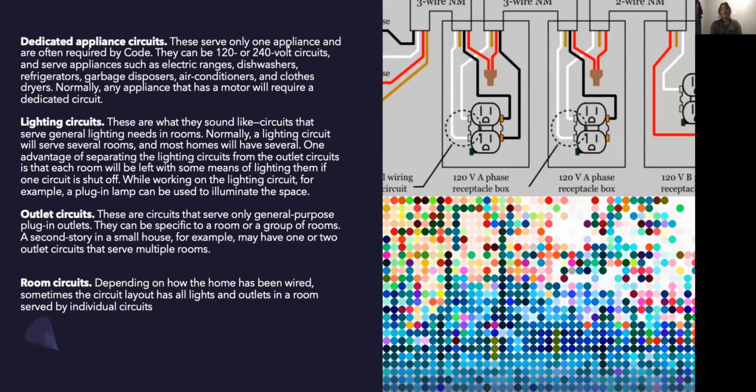And here we have different types of circuits. We have dedicated appliance circuits, and these are going to be behind your washer and your dryer. They're also sometimes behind your desktop computers or other big electrical appliances. They really run the power circuit to make sure that it's flowing correctly, so that the washer stops and completes the cycle.